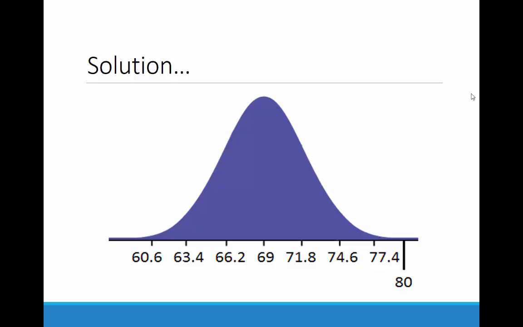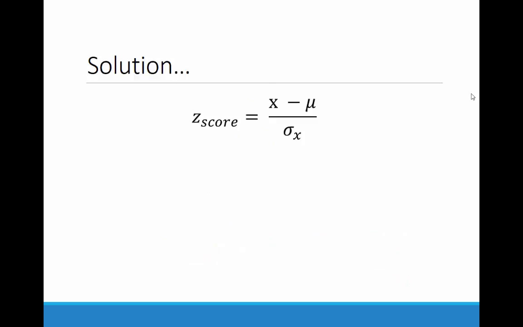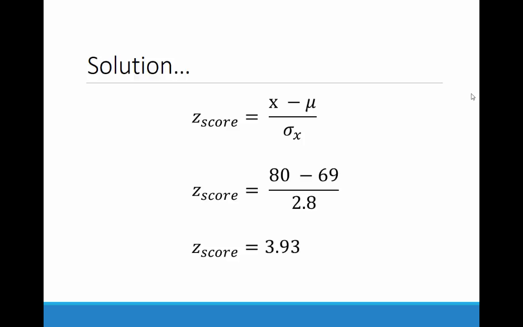How do we actually calculate our standard or z-score? Remember, the z-score is always going to be calculated by taking the data value and subtracting the mean and dividing by the standard deviation. So 80 minus 69 divided by 2.8 gives us a z-score of 3.93.